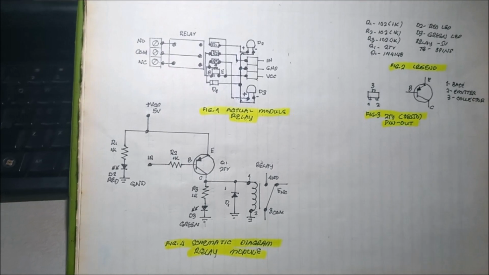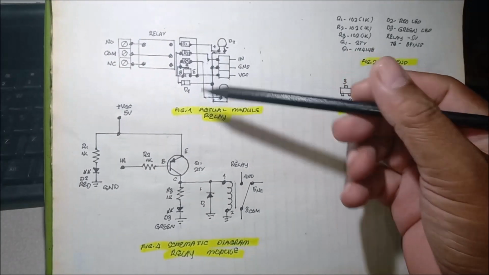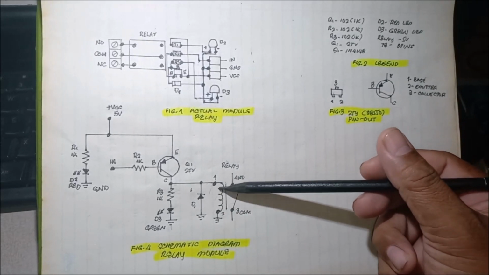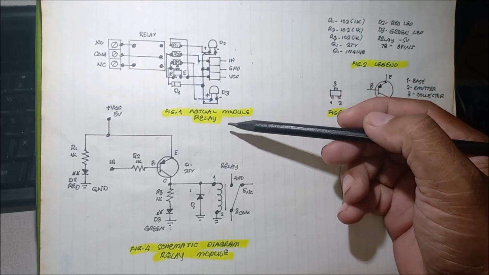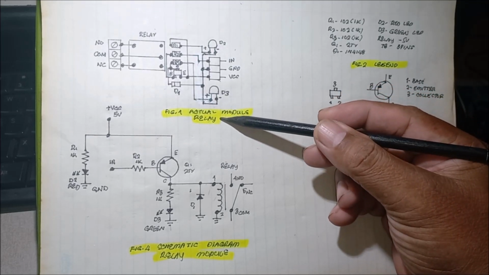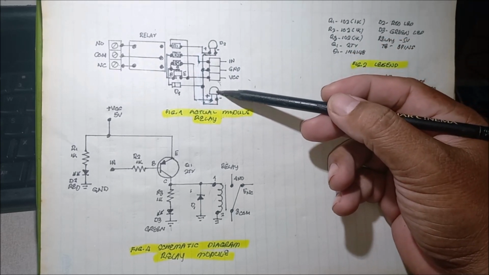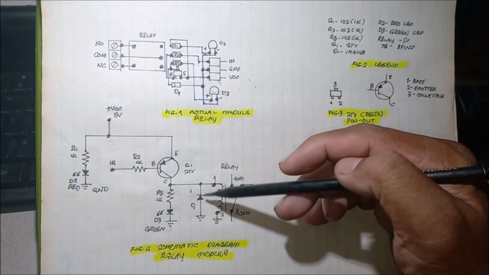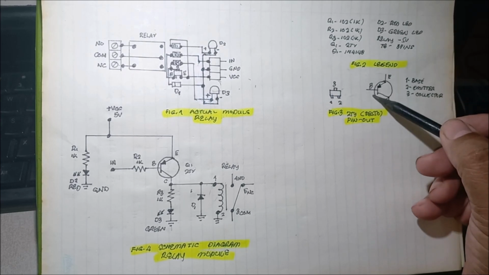After tracing the connection, we have now this schematic diagram from the actual module relay. So from actual tracing the connection or reverse engineering, we have now the schematic diagram. And also we have the pin out for the transistor.